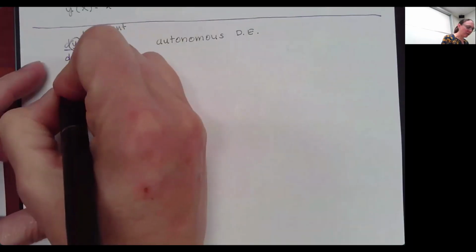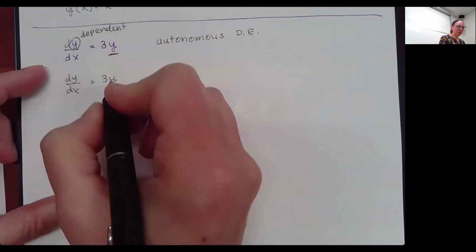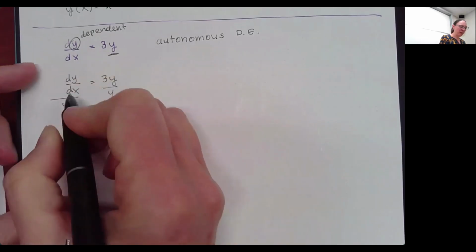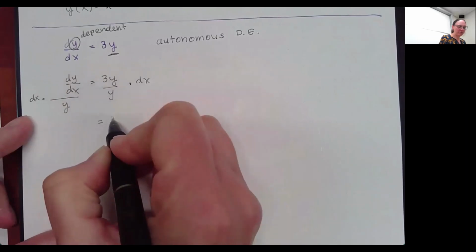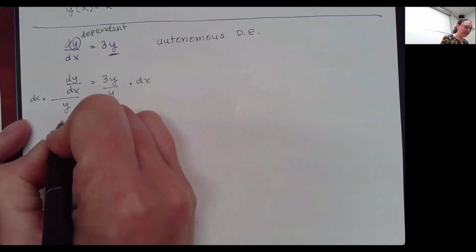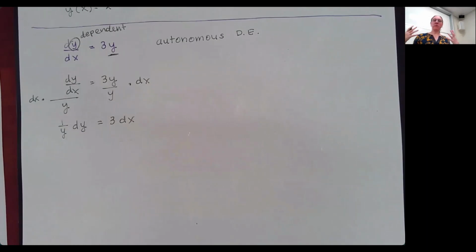So in this case, starting with my dy dx, I'm going to divide both sides by y. And I'm going to multiply both sides by dx. And what that's going to leave me with is a super straightforward thing on the right-hand side. And my left-hand side is going to look like 1 over y dy. So this is now in a differential form. And I've got my y's on one side and my x's on the other, or my independent variable on one side, my dependent variable on the other side.